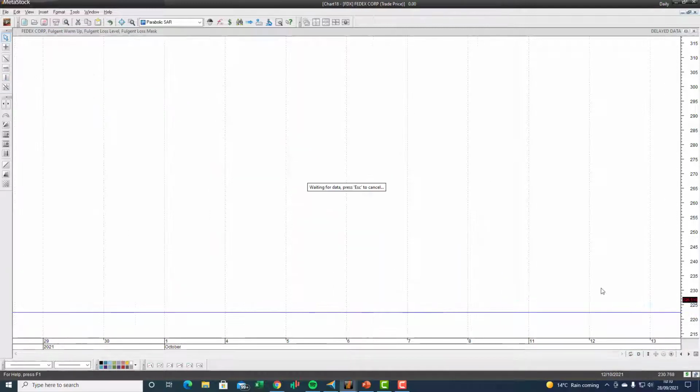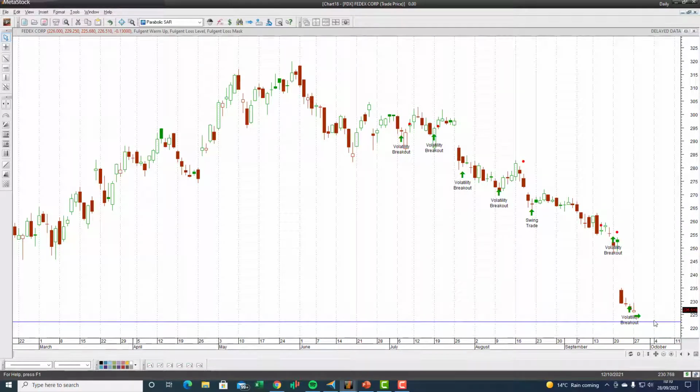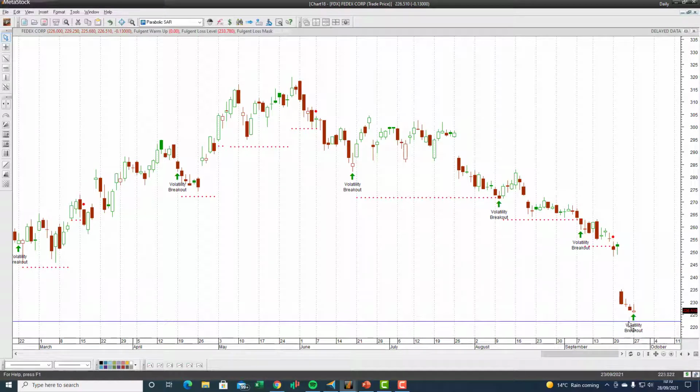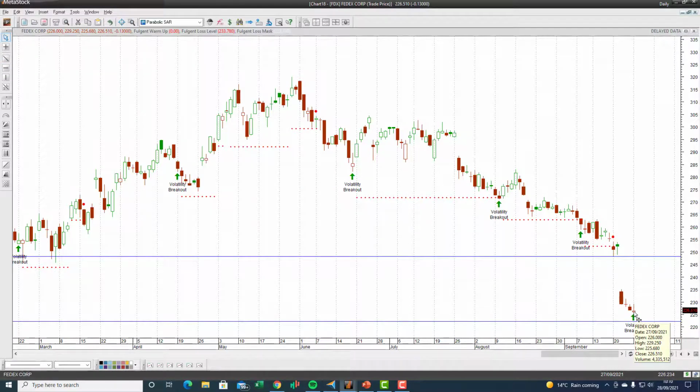And if we go to the daily, we can see there's a cluster of the trading stop loss and volatility breakouts over there. So the upside target for this trade would be this gap to close. So that's from this current level at 226 back up to 248, 250 zone. That would be the upside profit target on FedEx, for example.